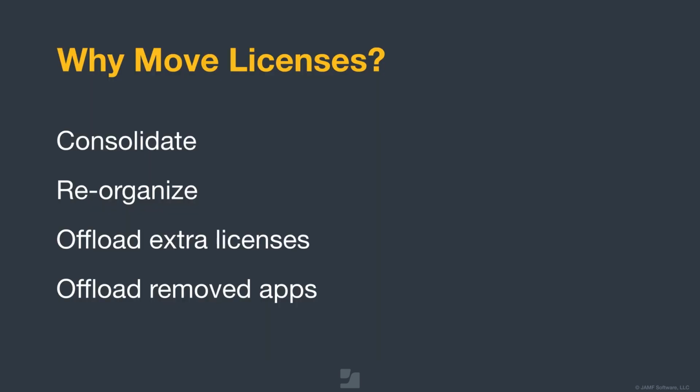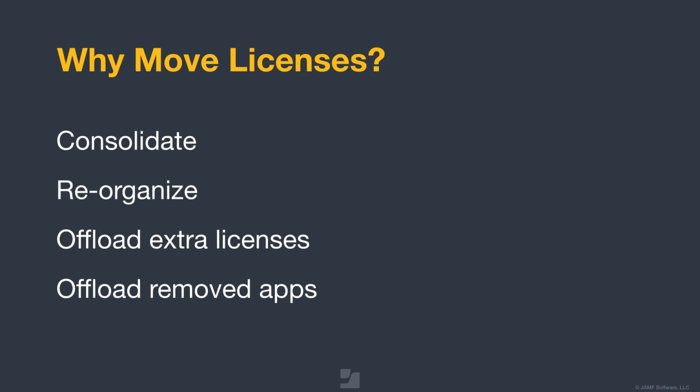You're able to actually do a number of new things now that they're centrally managed that you couldn't do before. So you can consolidate all of your content from multiple VPP tokens, or what are now multiple locations, into a single location, which essentially means one VPP token in Jamf Pro. The tokens are still interacting in the same fashion. You can reorganize your content. You can move things around. You can move them between locations. You can offload extra licenses.